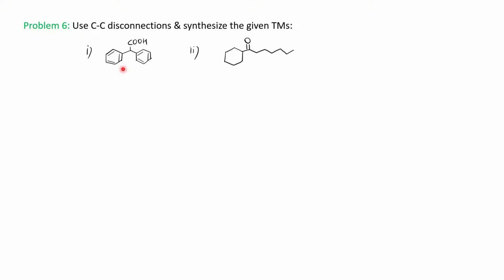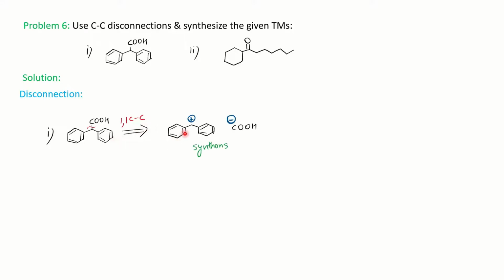Next problem, you can see again we have two molecules here. They are asking you for C-C disconnection. So we'll see the first molecule having a C-C disconnection. We are doing here a 1,1 C-C disconnection. So in that case, we'll be getting here synthons. One will have a positive charge.